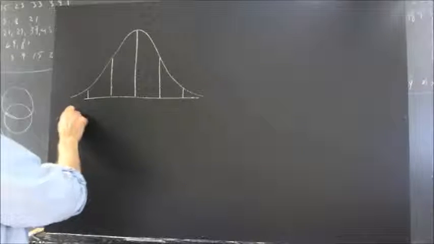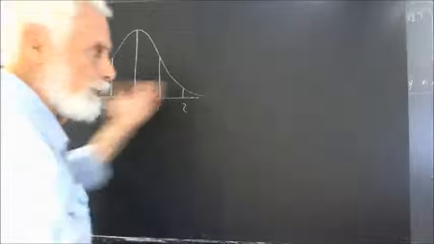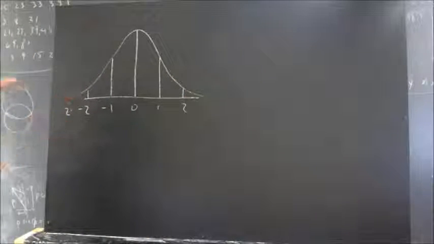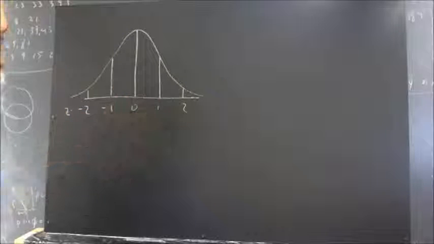Our Z values are -2, -1, 0, 1, and 2. This is what you automatically do when you're asked to construct a normal curve. Now, I had a problem on the homework where I asked people to estimate areas, and most people did that. One person didn't seem to remember how to do a normal curve.